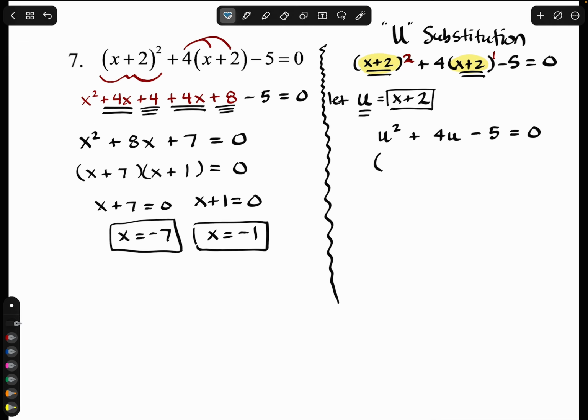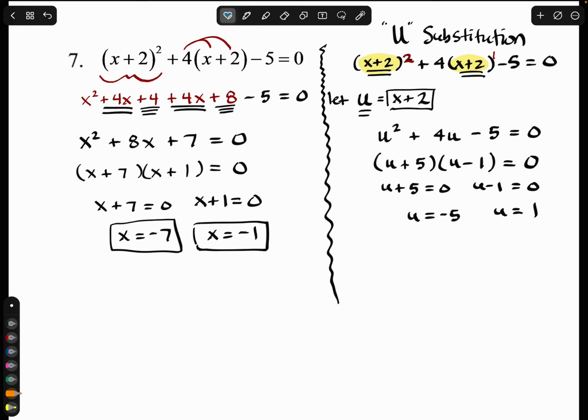And now we can factor this. This is an easy one. We've got u plus 5 and u minus 1 equals 0. Use your zero product property. You'll get u is equal to negative 5 and u is equal to positive 1.